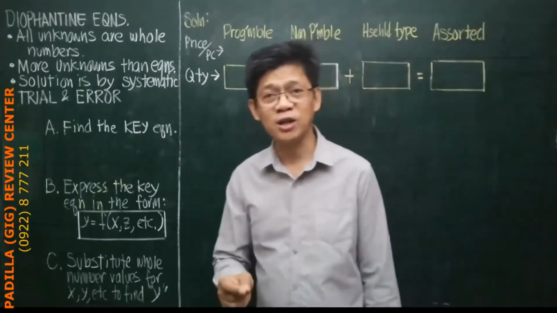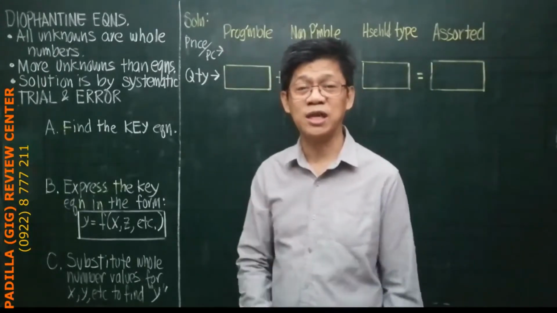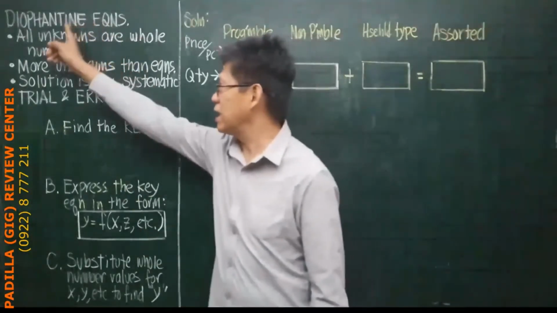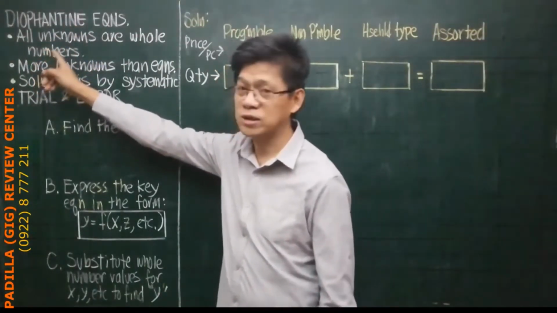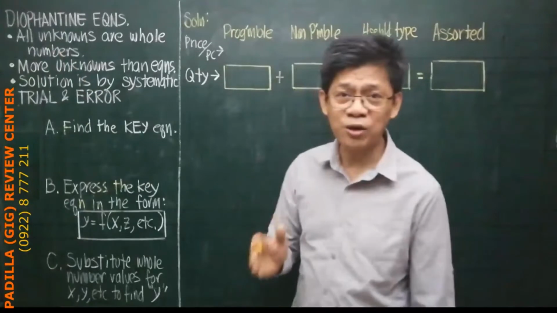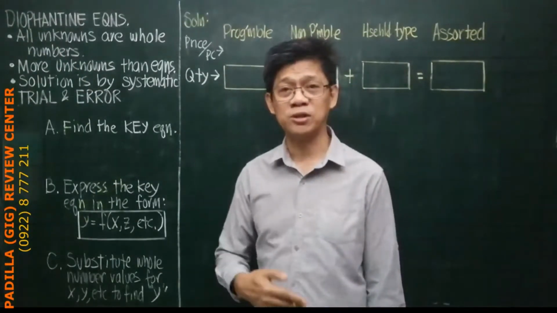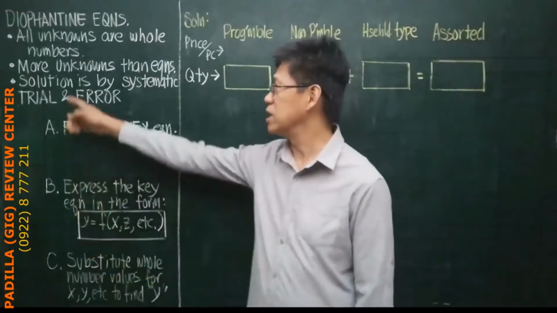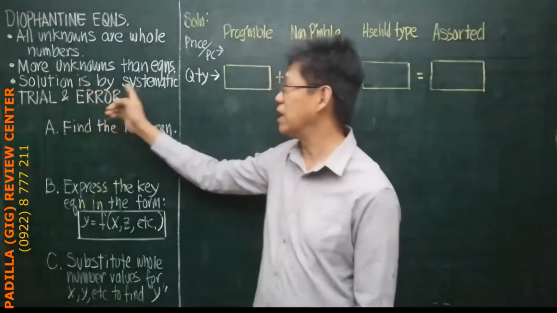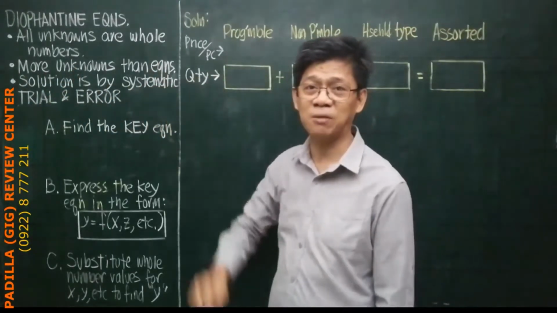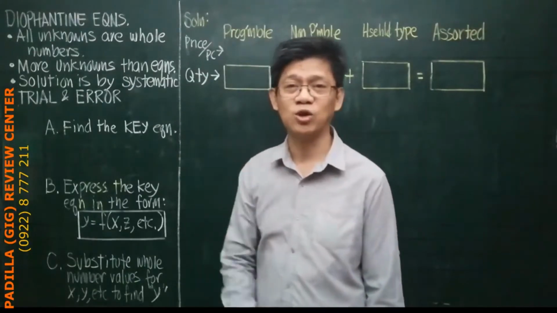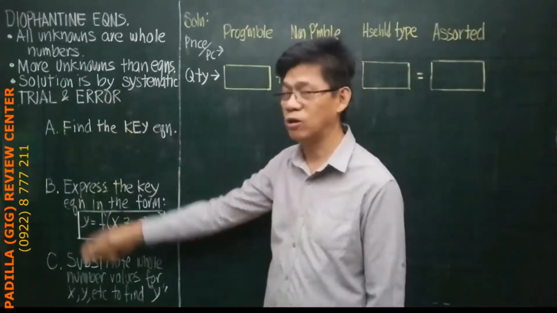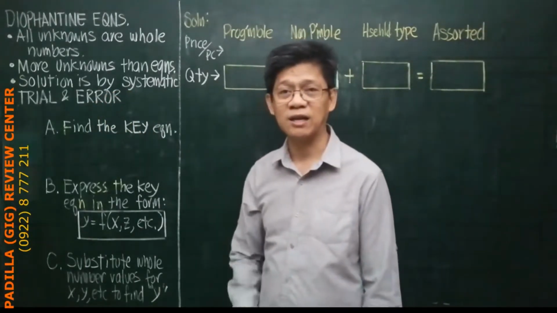If the equations are what we call Diophantine equations, named after the Greek mathematician Diophantus, these are equations wherein all unknowns are whole numbers. If all unknowns of equations are whole numbers, they are Diophantine equations. And in dealing with Diophantine equations, even if there are more unknowns than equations, the system of equations is still solvable. The solution follows a certain system I call the systematic trial and error.